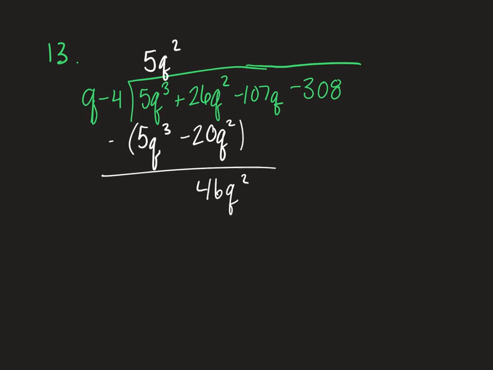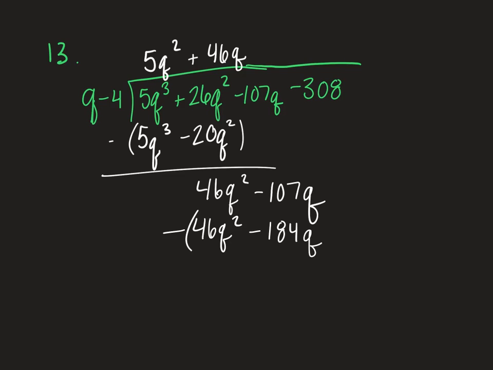So then you bring down the 107. And then you're taking the 46q squared divided by q. So that is 46q. So you get 46q squared. And 46 times 4 is 184. And then again, we're subtracting. So it's negative 107 minus negative 184. So that's going to give us 77q. And then you bring down the minus 308.